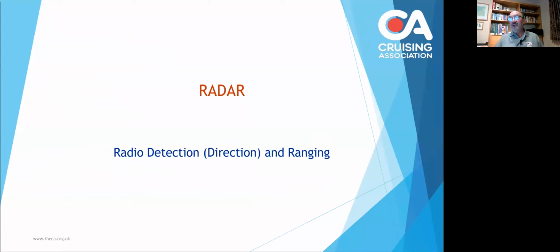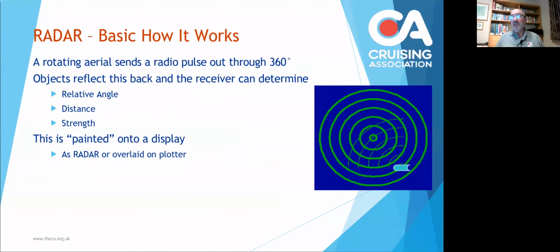Now we're going to start off by looking at Radar, which officially stands for radio detection and ranging, although I always think it's actually more useful to talk about radio direction and ranging. I'm sure we all know the basics of radar. They have a rotating aerial, sends out a radar pulse all the way through 360 degrees. Objects reflect it back, and your receiver can determine the relative angle to you, the distance away, and the strength.